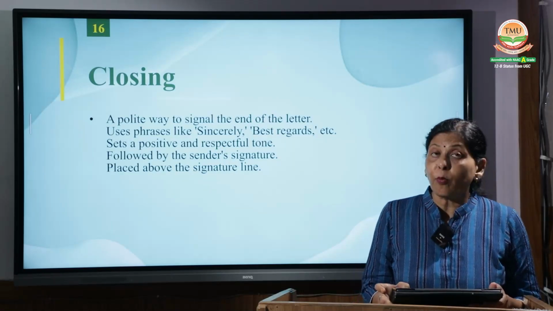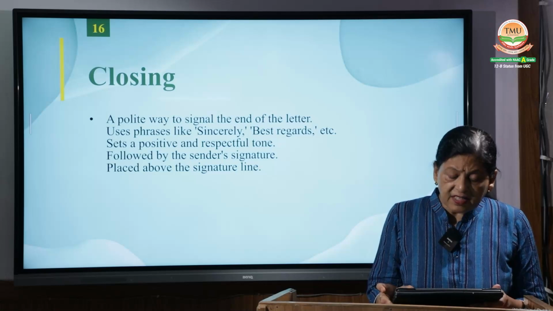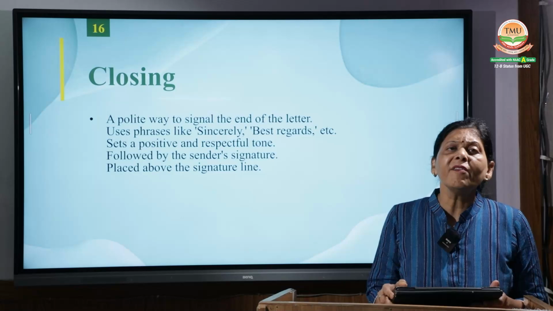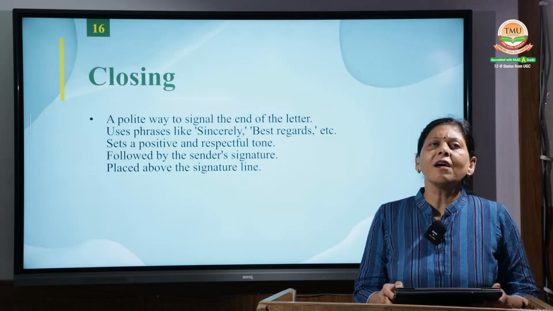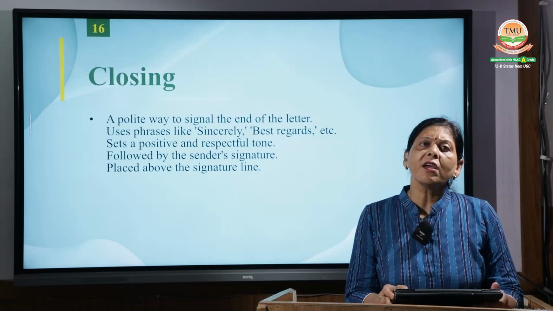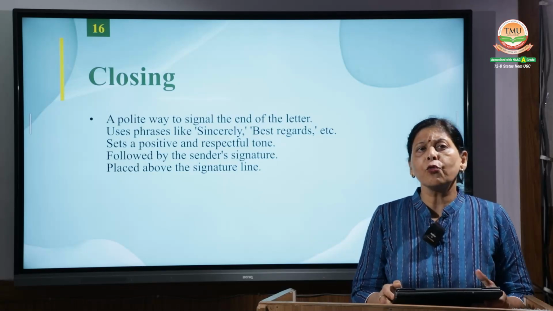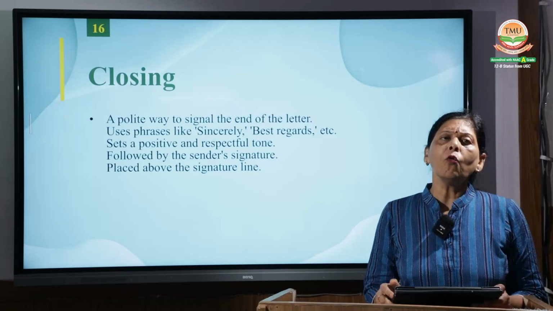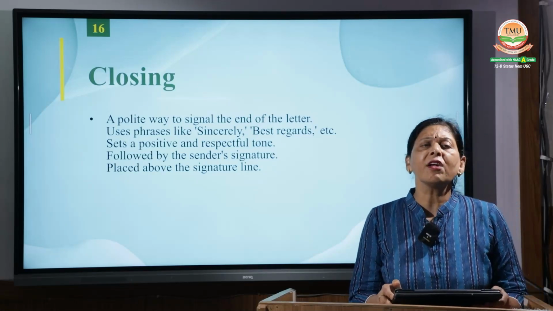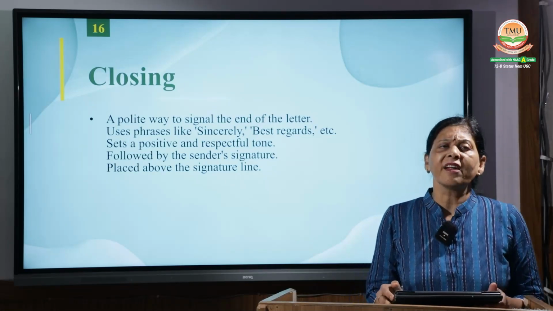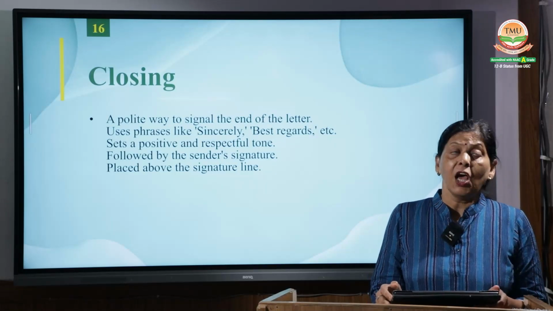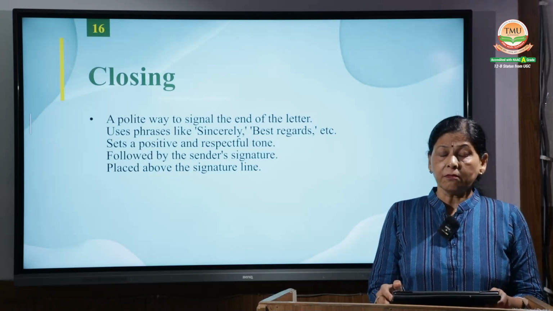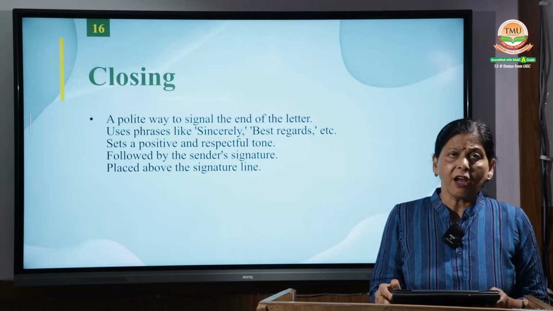So the closing has to be polite, and we can even call it the complimentary close. Complimentary close means the compliment which we use. In informal letters, "your loving" or "your dearest" can be used. But nowadays there are only two basic types of complimentary closes used in a formal letter: "sincerely yours" or "yours sincerely", or "truly yours" or "yours truly". These are the only two expressions which are used.